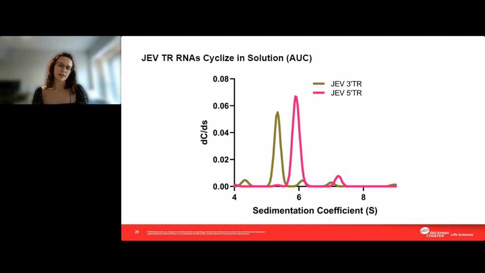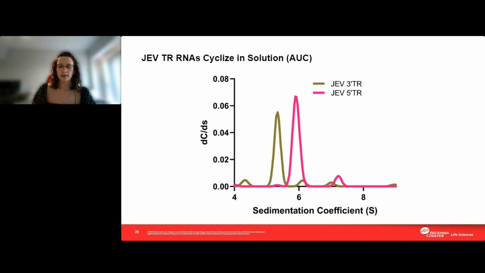The difference in sedimentation coefficient is most likely due to a difference in folding state. So probably one of them is more globular than the other, and this results in a different frictional ratio affecting the sedimentation coefficient of the samples. So we're able to tell them apart.